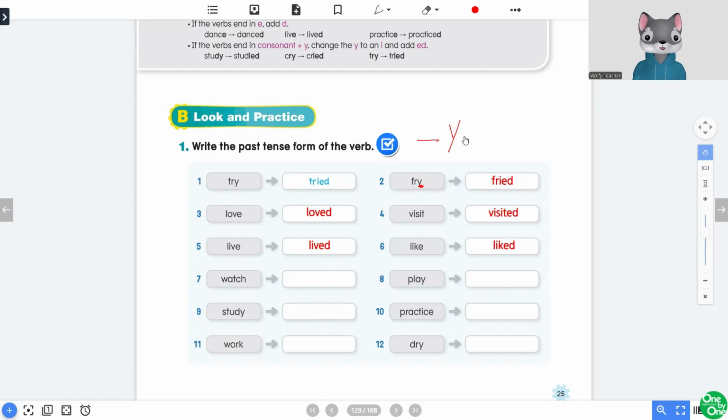Fantastic. Watch. It's just a normal, simple action word. So, what would we need to put at the end? Of course, we need to put an ED at the end. Fantastic. Yeah, watched. Play.